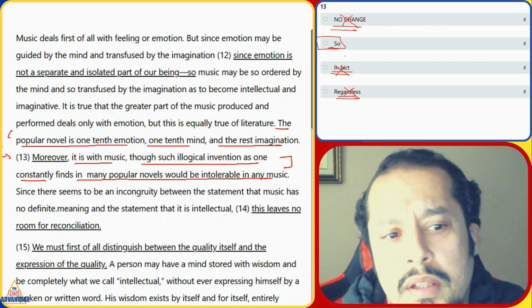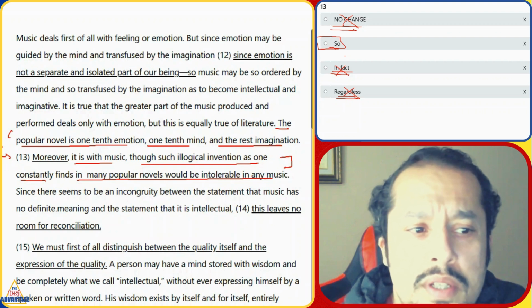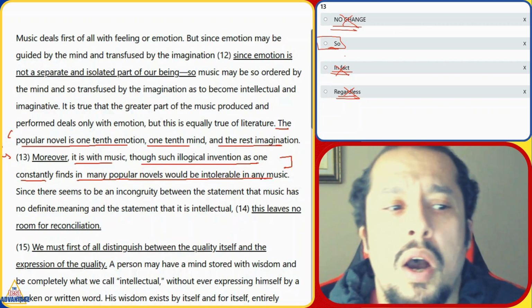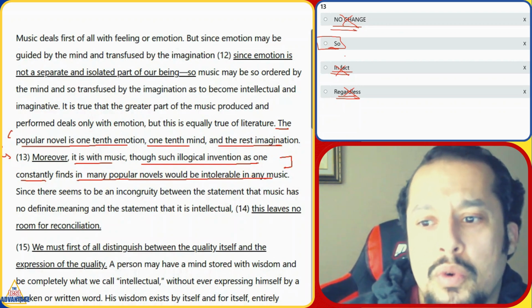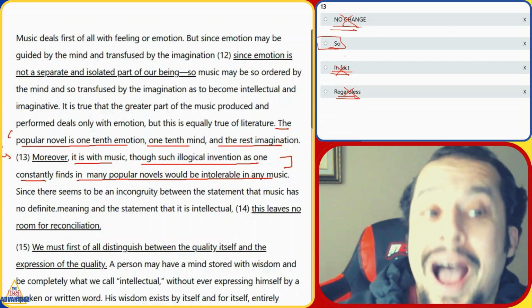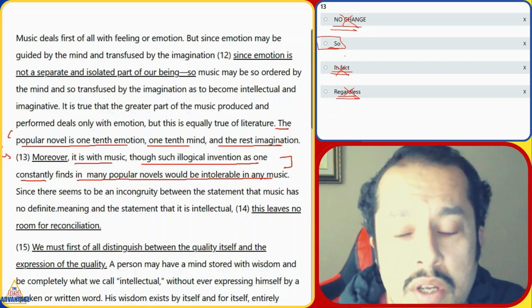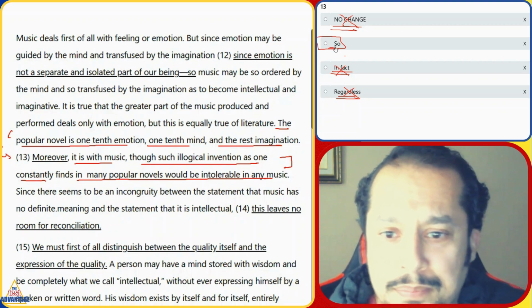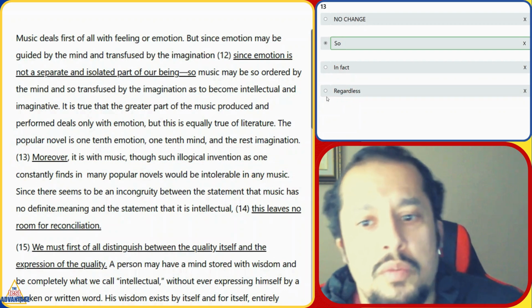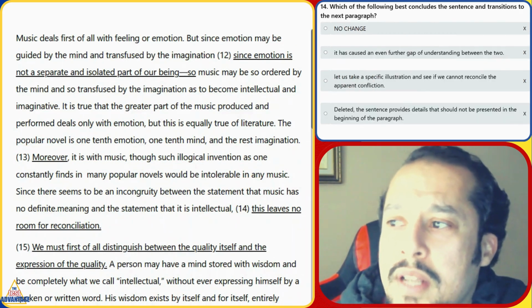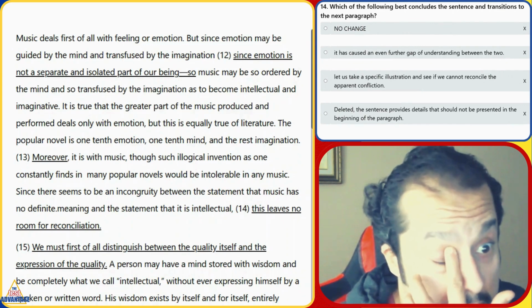So again, the illogical events of a novel, or for example, the logical invention found in popular novels, is برضو unacceptable in music as a result of the unique characteristics of the music. So it's really, really tricky one here. So it is with music. نفس الحاجة صح. Number 14, which concludes the sentence and transitions into the next paragraph.